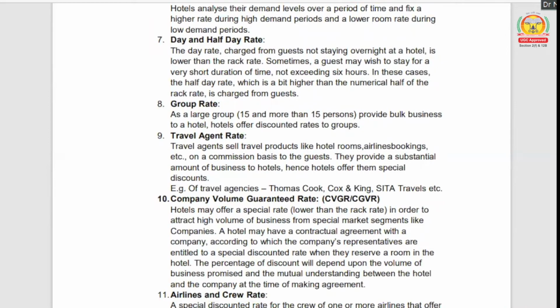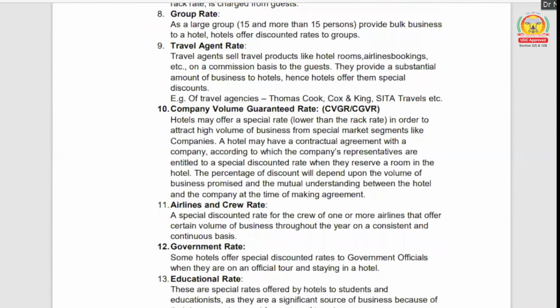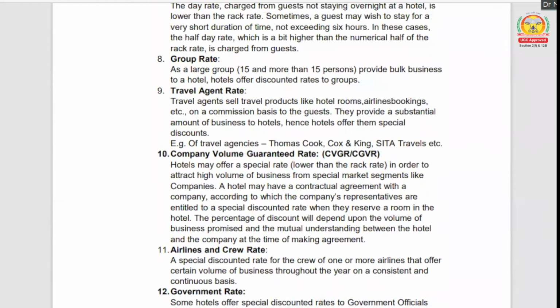stay for their purpose. There is something called group rate, a rate which is for a large group, 15 or more than 15, providing bulk business to a hotel. So we need to fix a rate, which is a good offer, a discounted rate for the group, and then the charge will be given to the guest as a form of group rate.